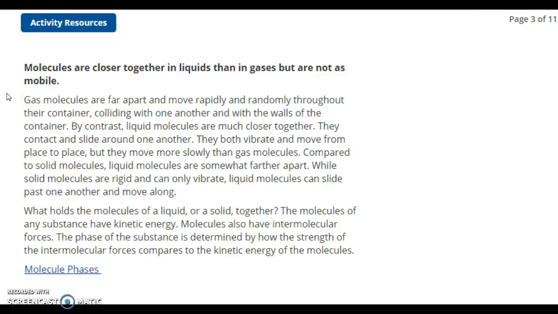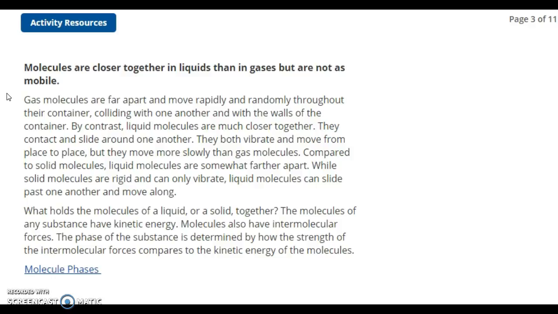Gas molecules are far apart and move rapidly and randomly throughout their container, colliding with one another and with the walls of the container. By contrast, liquid molecules are much closer together. They contact and slide around with one another. They both vibrate and move from place to place, but they move more slowly than gas molecules. Compared to solid molecules, liquid molecules are somewhat farther apart. While solid molecules are rigid and can only vibrate, but they're still moving, liquid molecules can slide past one another and move along. In other words, they flow.